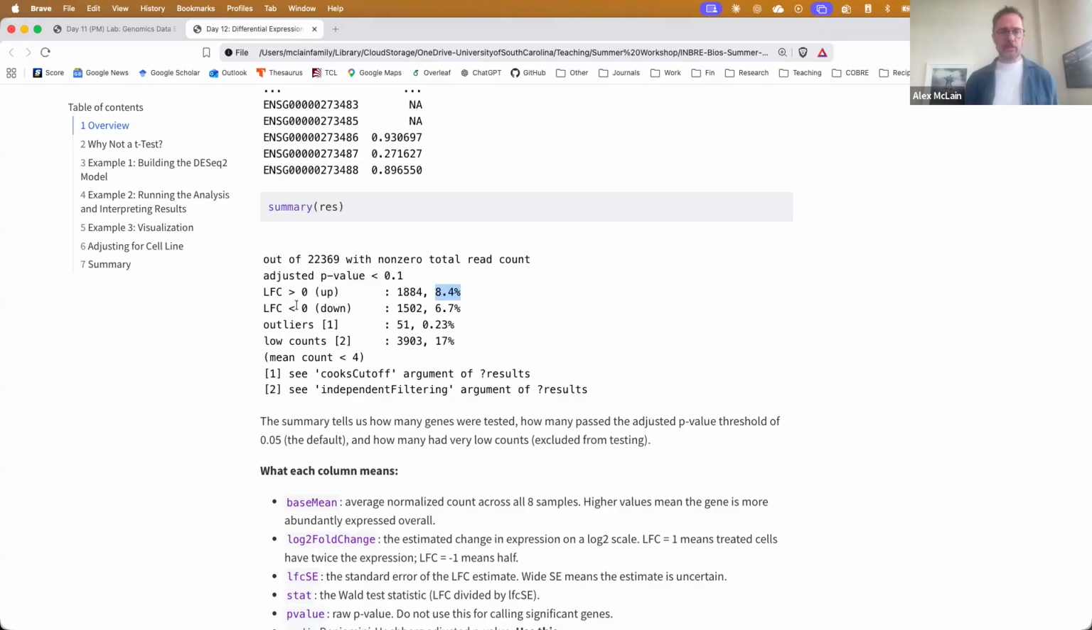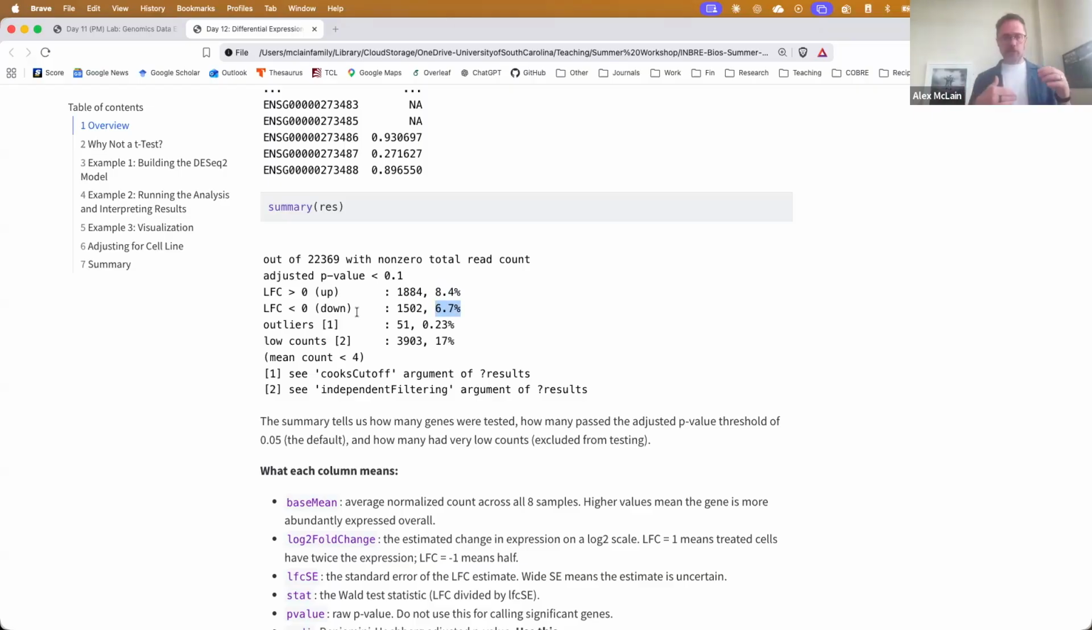For those that are less than 0, there's 6.7%. So 6.7% of those that have that adjusted p-value less than 0.1 are going to be less than 0. Let me rephrase that. So out of all the genes, 6.7% have an adjusted p-value less than 0.1 and are down.